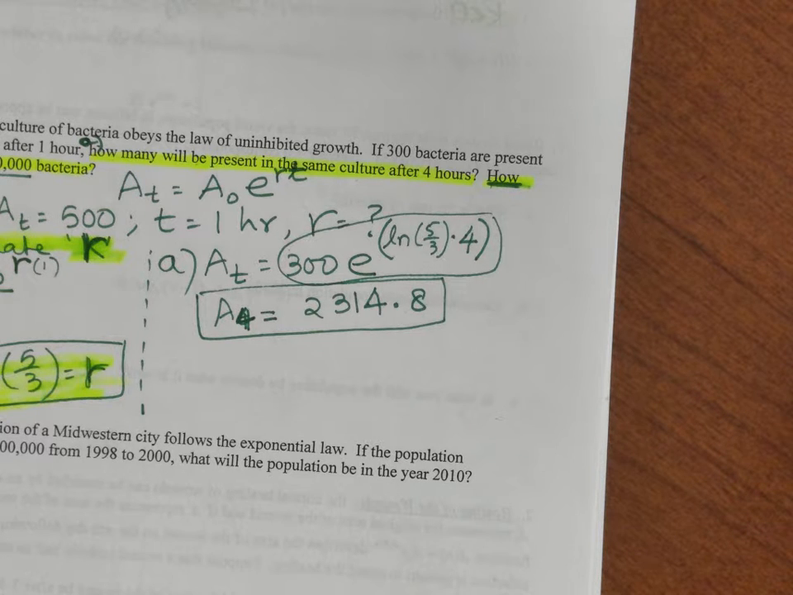Oh, right here. Yeah, 5 over 3 divided by 3. Close and then close parentheses multiplied by 4 and then close parentheses. And yeah, there you go. Yeah, good. Thank you.